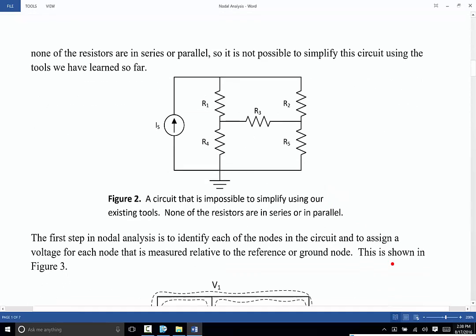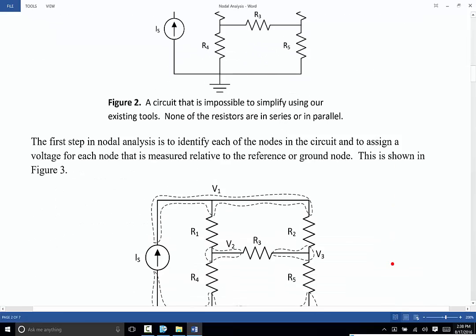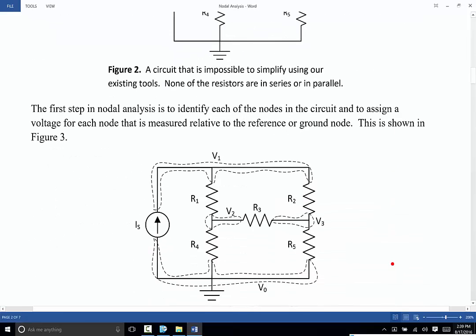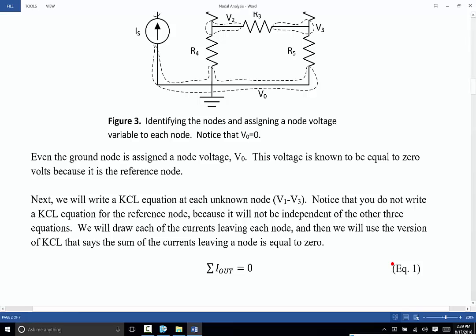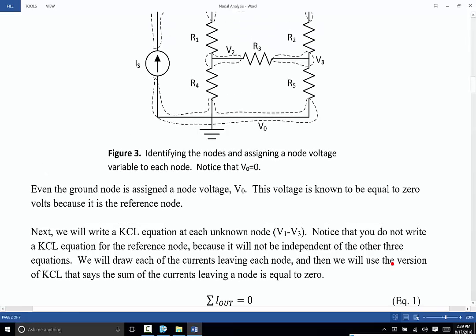So the first step is to identify each of the nodes. Here you can see that I've identified each of those nodes. So I have V1, V2, V3, and then across the bottom of the circuit I have V0. So that was the subject of the previous video. I'm confident that you can identify the nodes. The next step is to write a Kirchhoff's current law at each unknown node.